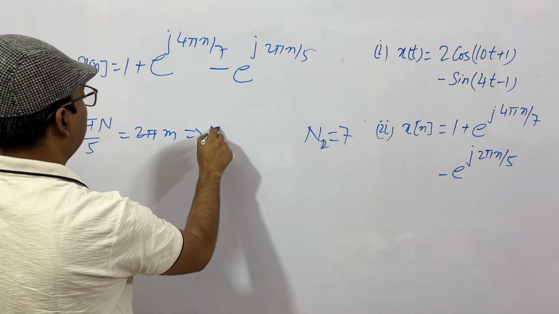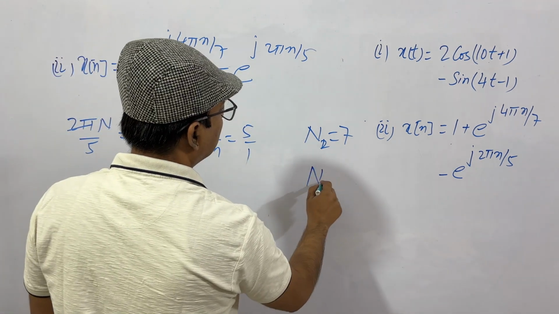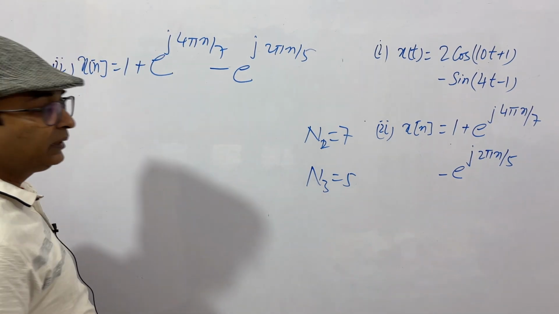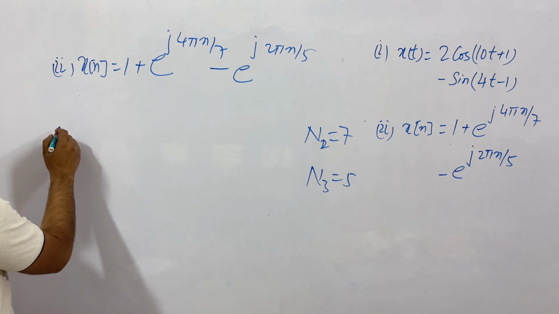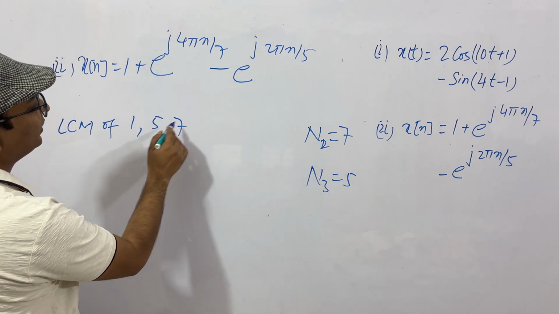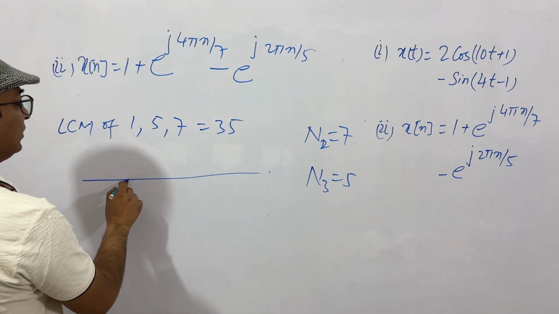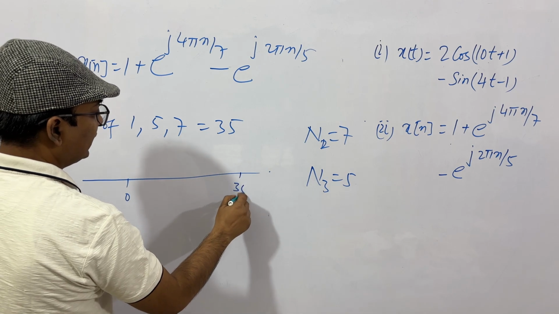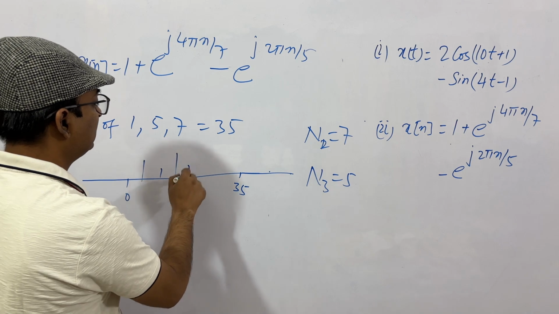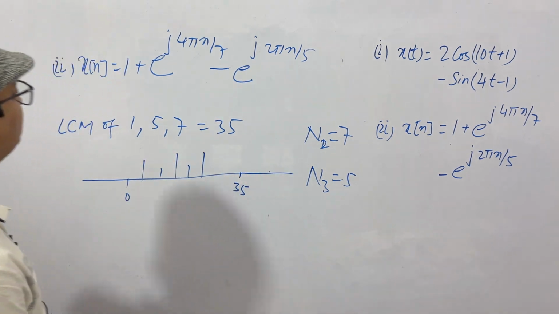So what you get? N by m is equal to 5 by 1. So from here you get n3 is 5. So the time period, or the fundamental period, for this composite signal will be the LCM of 1, 5 and 7. And you know, it is 1 into 5 into 7, that is 35. That is, if you draw like this, if this is 0, this is 35. So after every 35, this set will be repeated. If this is like this, the same pattern will be repeated again from 36 to 70. Okay, is this clear to you?